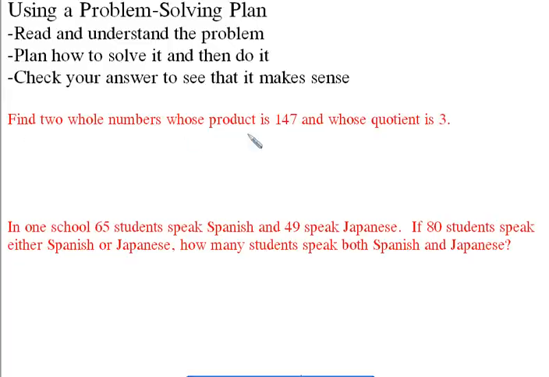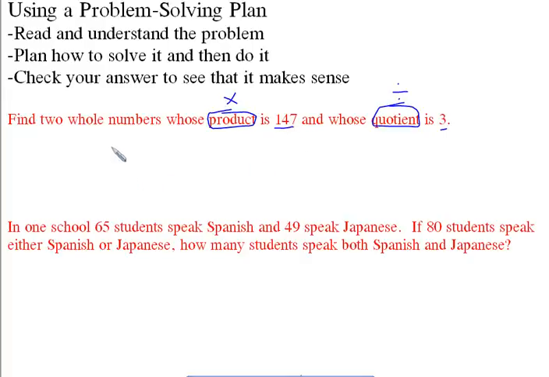Find two whole numbers whose product is 147 and whose quotient is 3. Okay, so we've got some numbers here, but we've got a couple of really important clues. Product. Remember, that means multiplication. Quotient, that means division. So we've got two numbers, and their multiplication number is that, and their division number is that. We try out a couple of things, and we think to ourselves, well, this number's pretty big, so let's try something that we know would work.